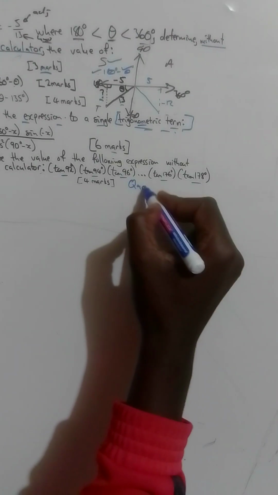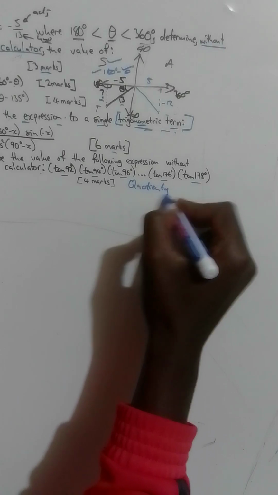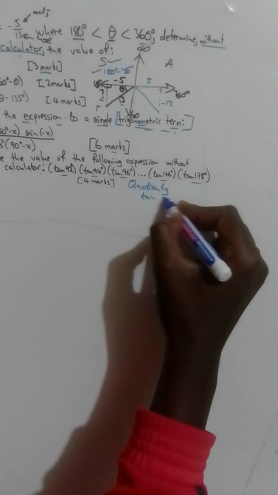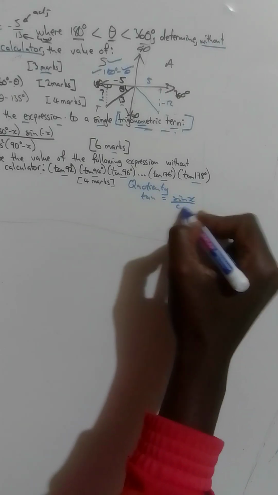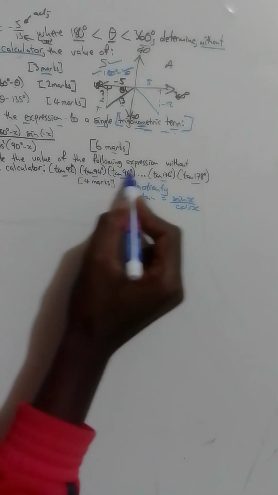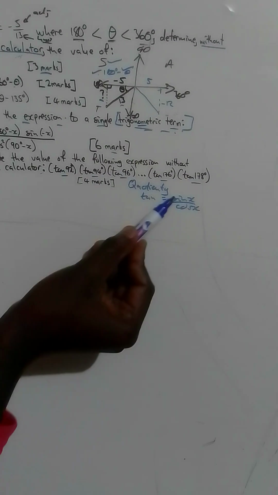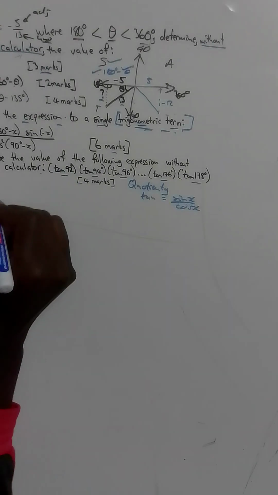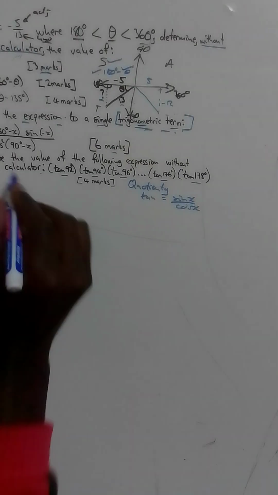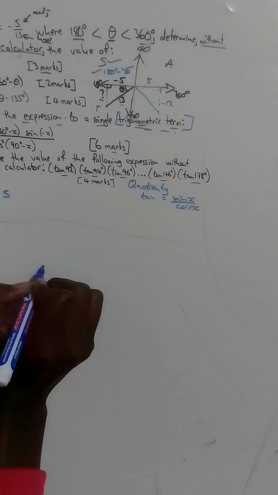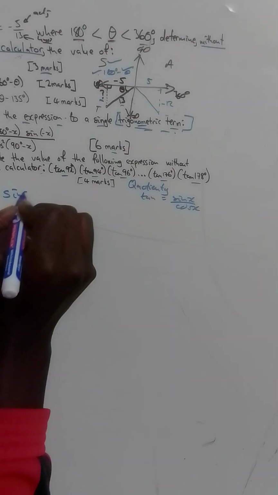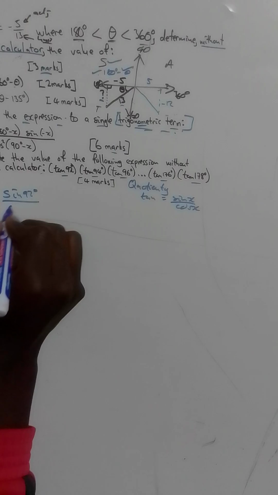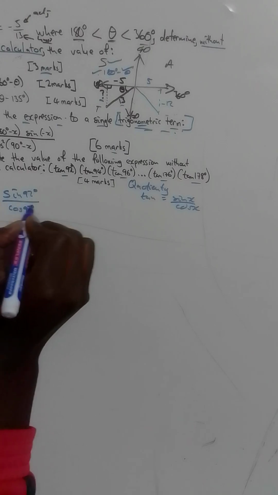What did I just say? We spoke about a quotient identity. What is the quotient identity? The quotient identity is when you say tan x is equal to sin x over what? Over cos x. So all of these tans, I must change them to become sin x over cos x. So here I've got tan 92, which means that I come here and I say sin 92 degrees all over cos 92 degrees.